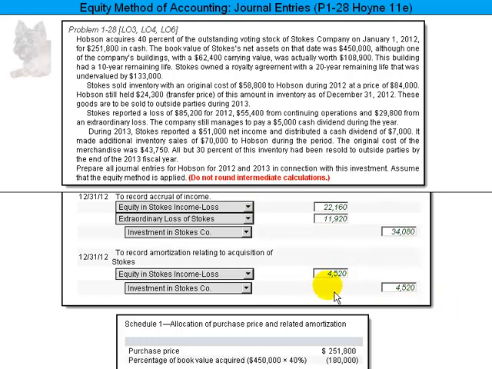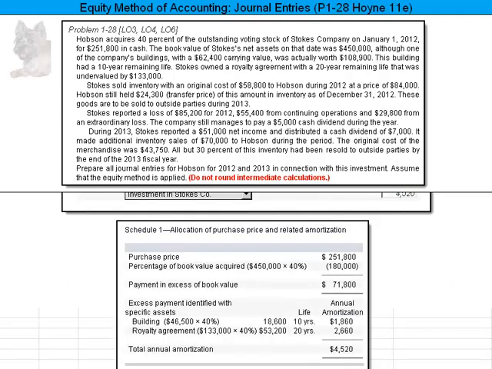Okay, now the second entry is to record the amortization related to the acquisition of Stokes. We've got a debit to the equity account, the equity in Stokes income and loss account. That's the specific account we're going to use here to record that amortization relating to the acquisition of Stokes, and then we credit the investment account as a result of that amortization. Now, how do we come up with $45,20?